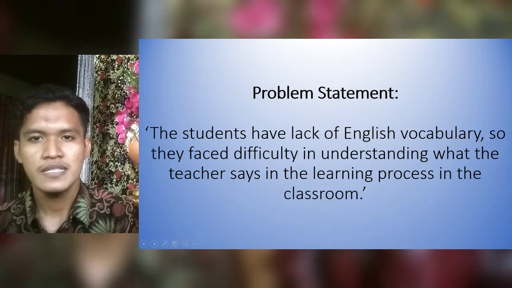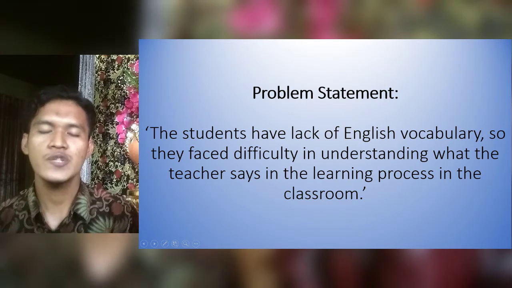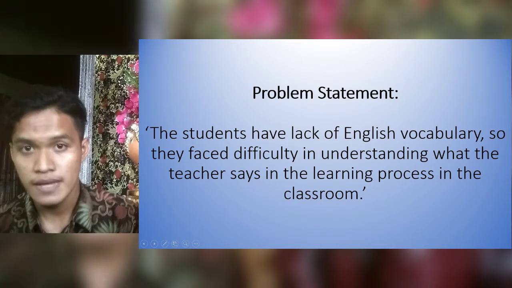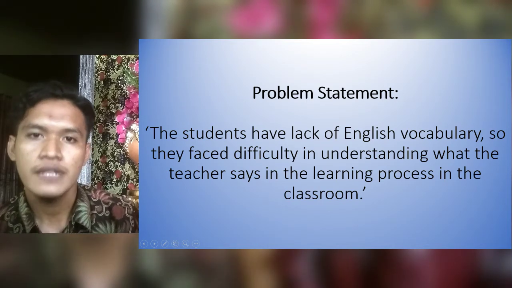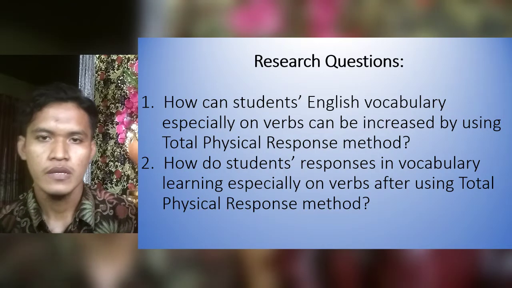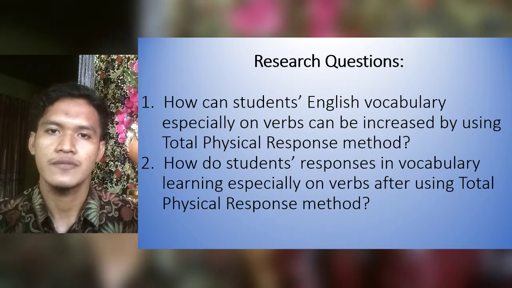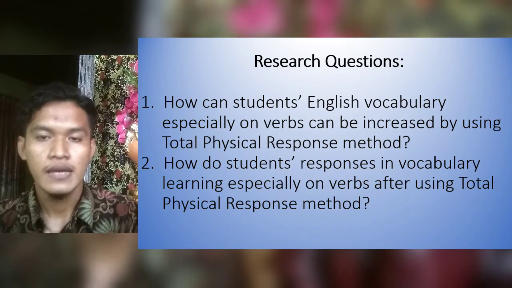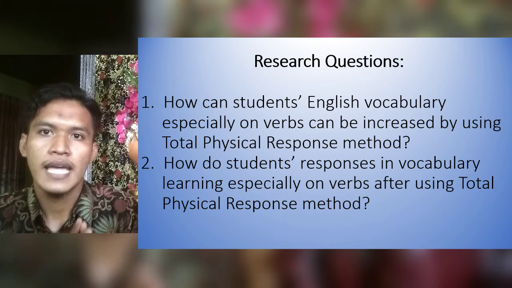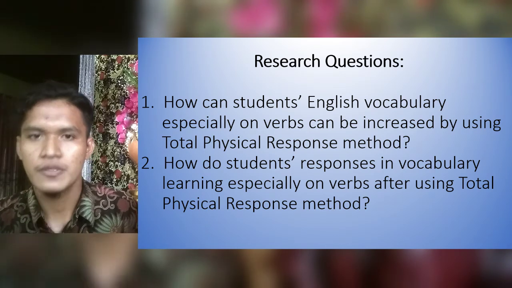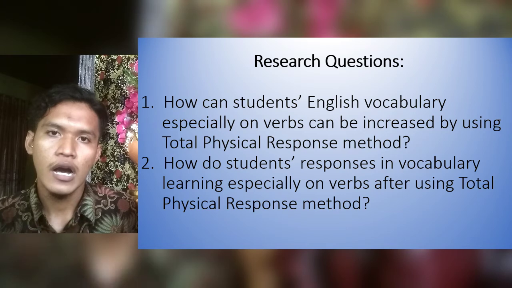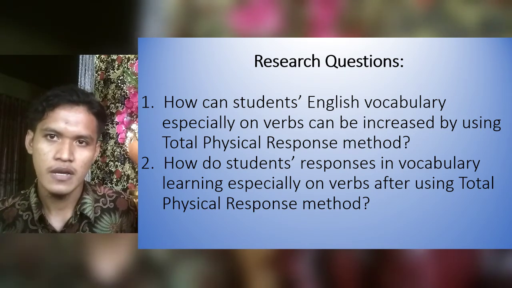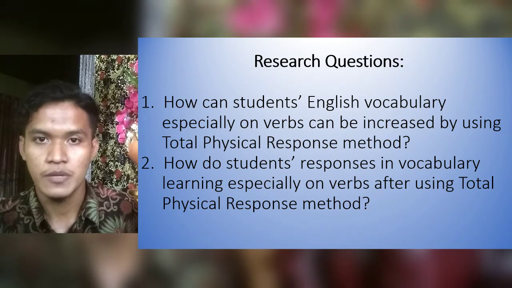The problem statement in this research is that the students lack English vocabulary, so they face difficulty in understanding what the teacher says in the learning process in the classroom. There are two research questions in this research. The first, how can students' English vocabulary, especially on verbs, be increased by using the total physical response method? And the second, how are students' responses in vocabulary learning, especially on verbs, after using the total physical response method?